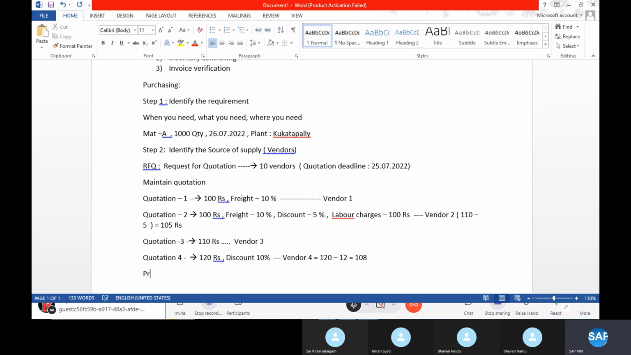The next step is the price comparison. This is a very important step, because in the price comparison you decide which is the best vendor. So as per my understanding, quotation 2, that means vendor 2, is giving the best price. Rank 1, right?